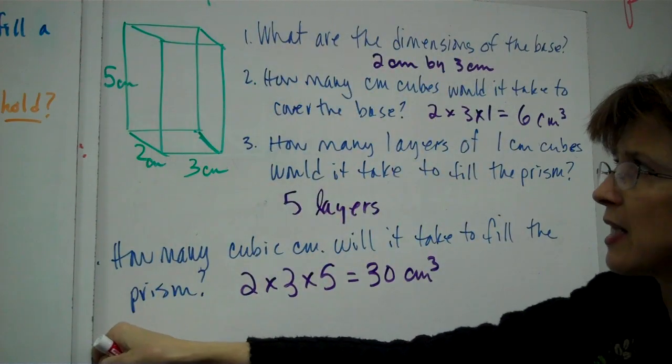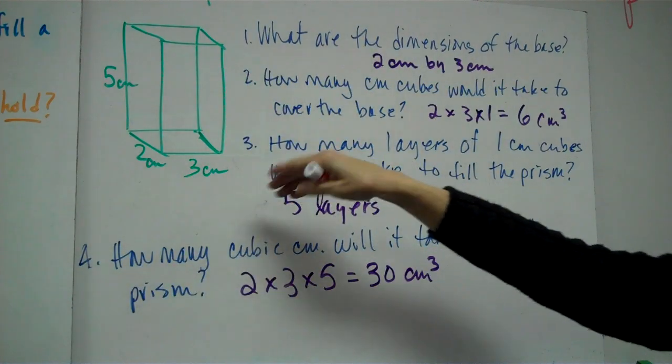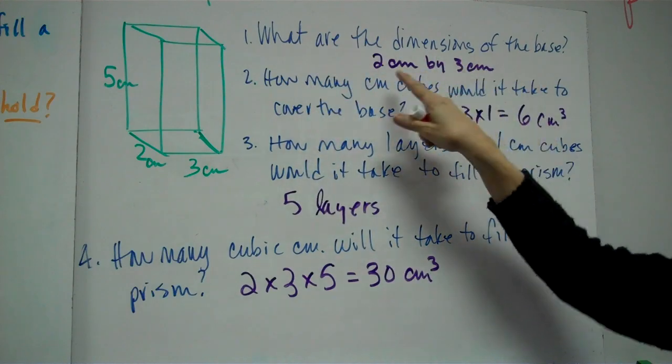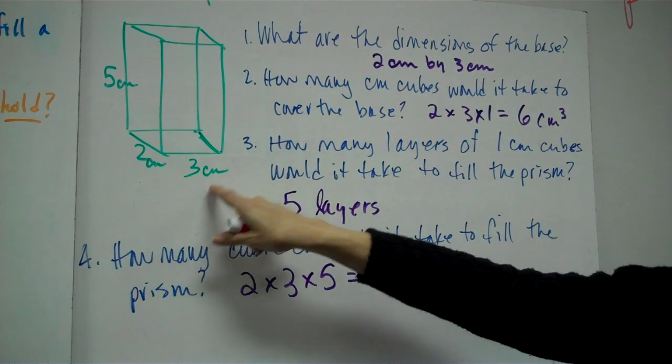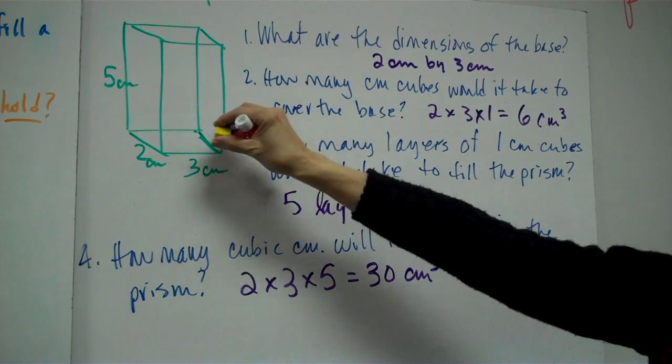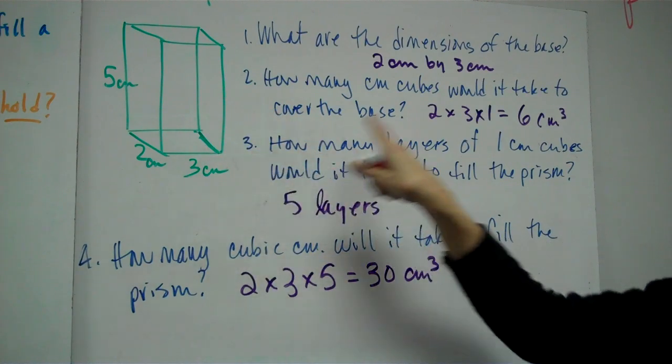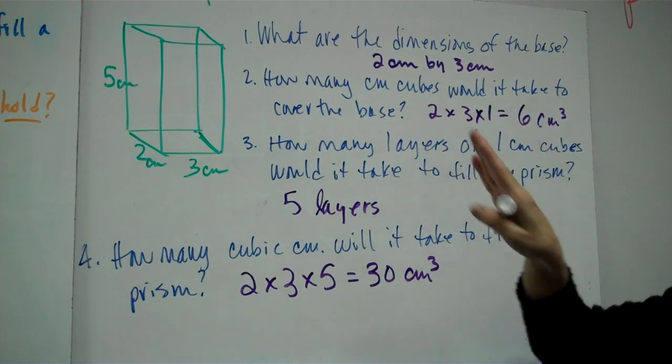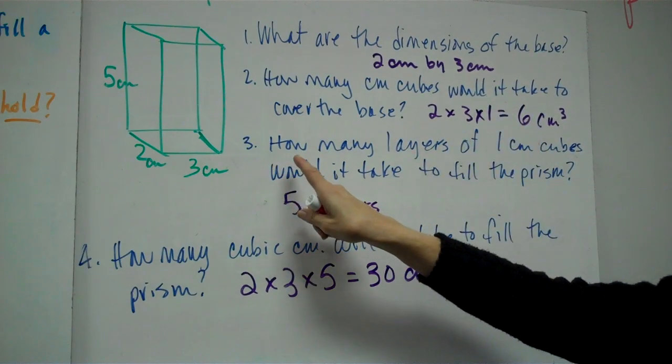Okay, so just to sum up, if you had a box like this, you think about what the dimensions of the base are. Well, it's 2 by 3. So if we had real centimeter cubes, just like these, how many would fill up just that first layer? It would be 2 by 3 by 1. Kind of like what I just did. I'm just going over it again to make sure you understand it.